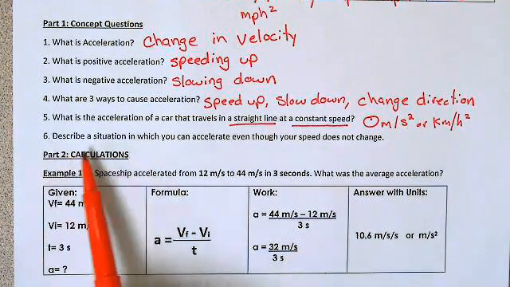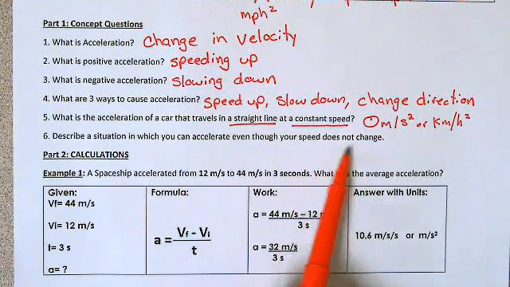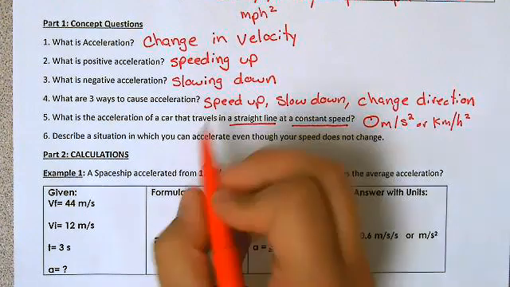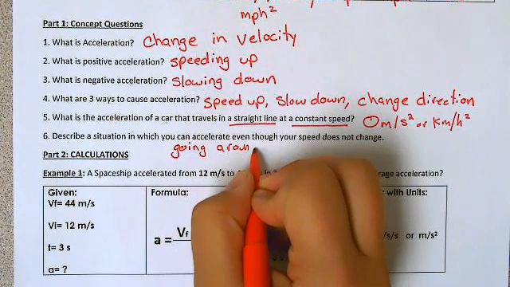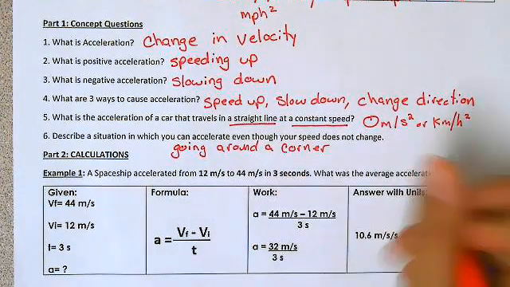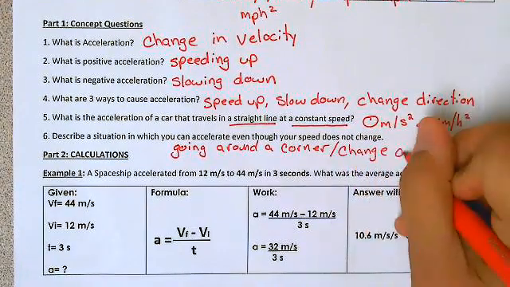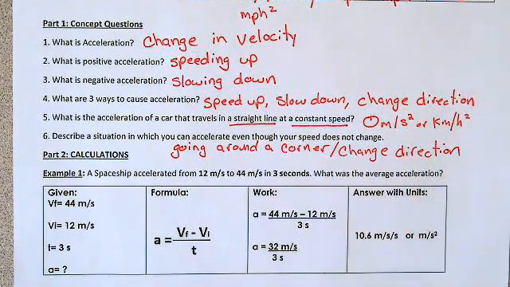And number 6, describe a situation in which you can accelerate even though your speed does not change. So an example of this would be if you are turning a corner, so going around a corner. Okay, so anytime you change your direction, even if you do not change your speed, you actually have acceleration. So you can make up any story you'd like to go with number 6 for that answer.